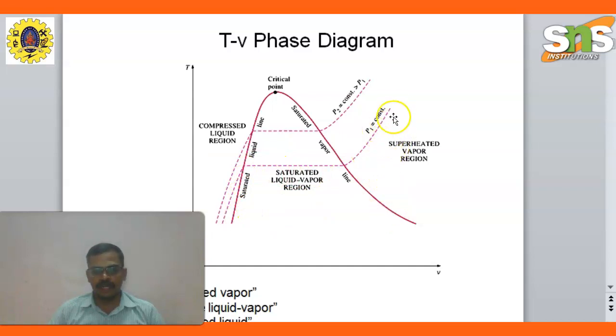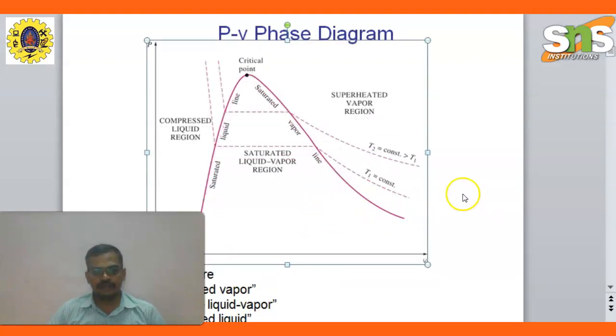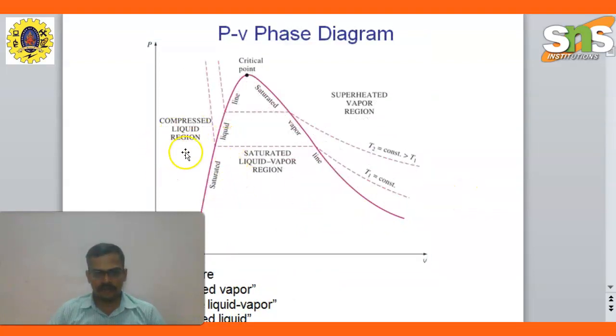The P1 equal to constant and P2 equal to constant, at less than P1. This is the saturated liquid line, saturated vapor line. The T saturated superheated vapor, T saturated liquid vapor. Next one is the PV phase diagram for compressed liquid regions. Saturated line, saturated vapor, saturated liquid vapor region, superheated vapor regions. This point mentions the critical point.